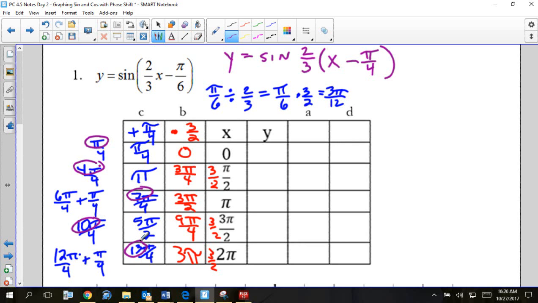What's happening each time? Pi over 4, 4 pi over 4, 7 pi over 4, 10 pi over 4, 13 pi over 4. What's happening each time? Yeah, 3 pi over 4 is being added on each time. So there is a pattern that you could possibly see if they all have a common denominator. All right, now we're going to graph that.